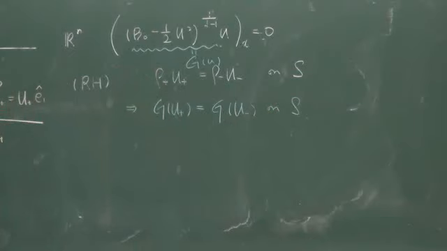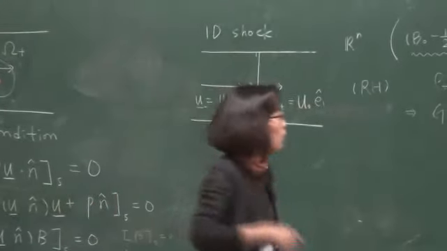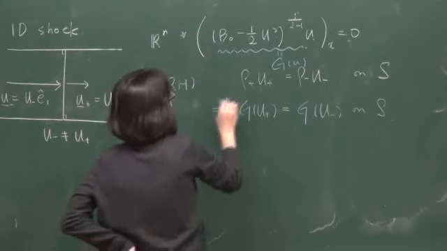Okay, but you also remember we have one more condition to be held at the shock. What is this? The tangential component must be balanced. But I'm looking at the 1D flow, so this already holds, so I don't worry about that. So I only need to look at this and this, okay?